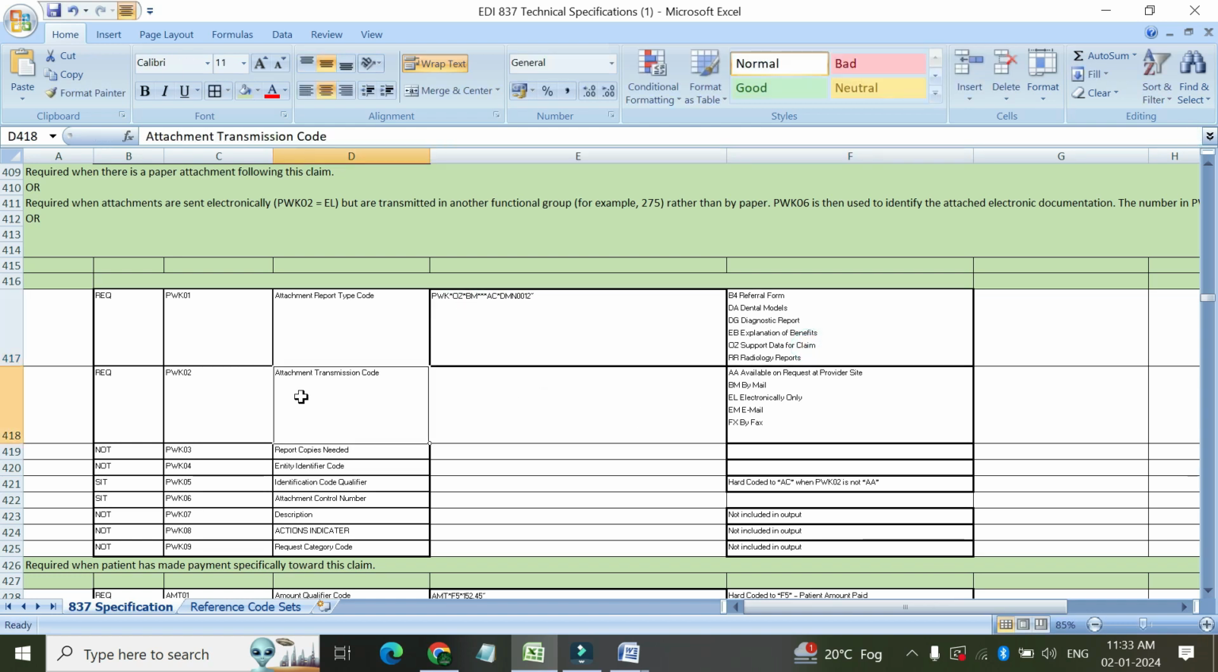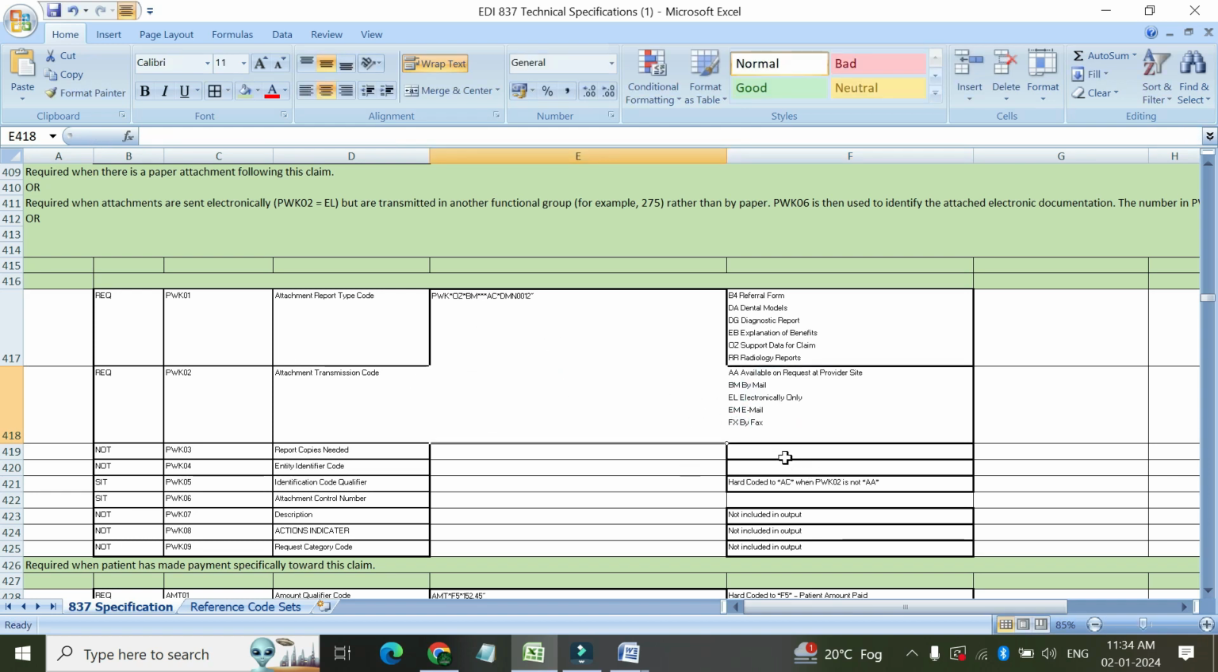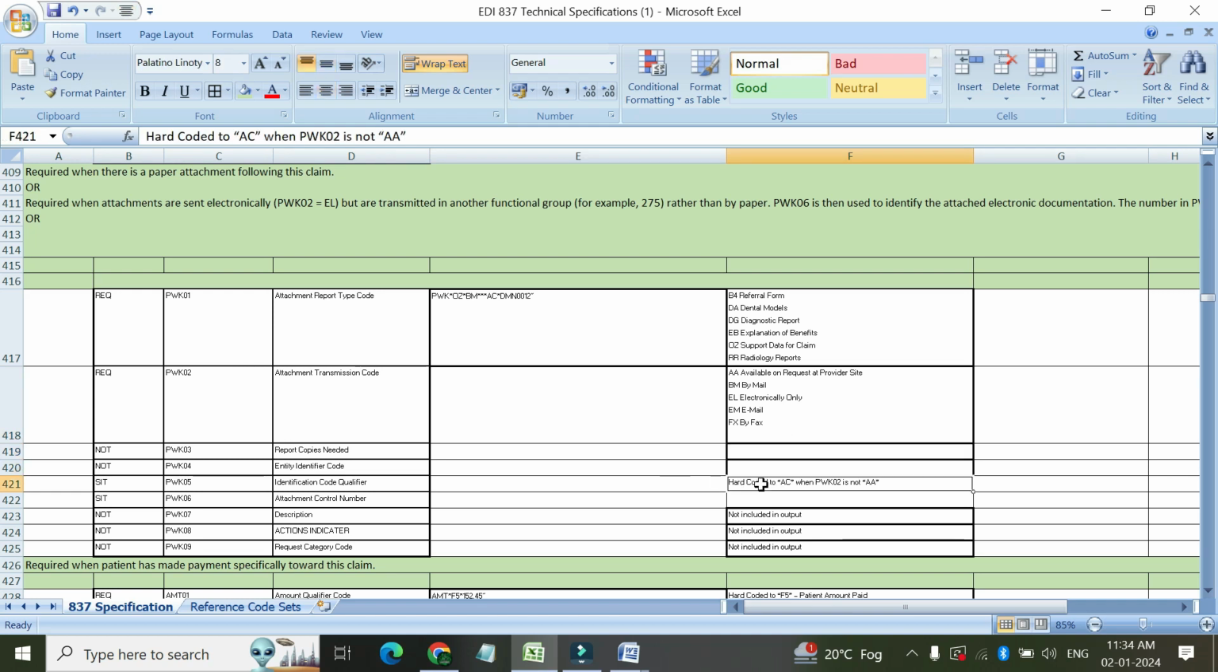Now the second element, which is the attachment transmission code. So basically just to let the payer know that how you're going to send it. So there are multiple values. If it is AA, that means it will be available on request at provider site. Second is BM, that means by mail. In this case we have BM, so it means we'll send it by mail. EL, electronic only. EM means email, and FX means by fax. So this is quite self-explanatory. All these are blank, and then comes our identification code qualifier.